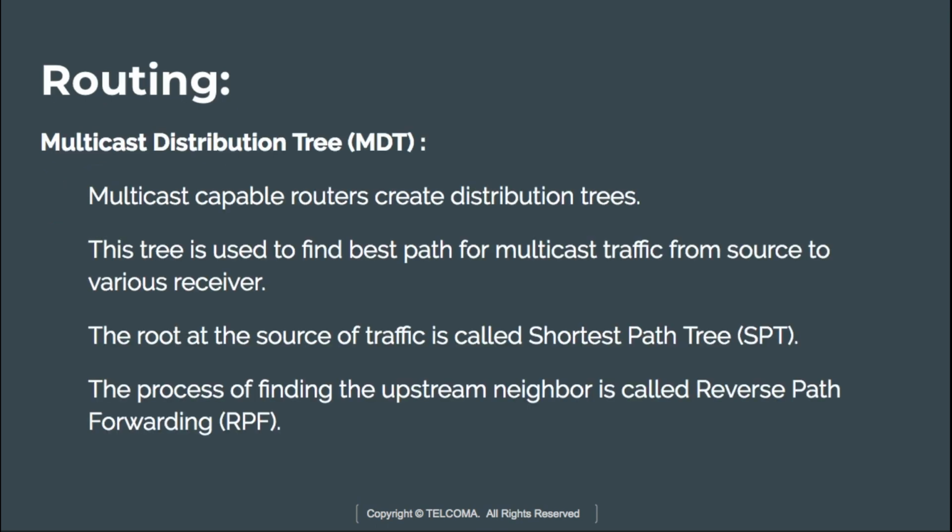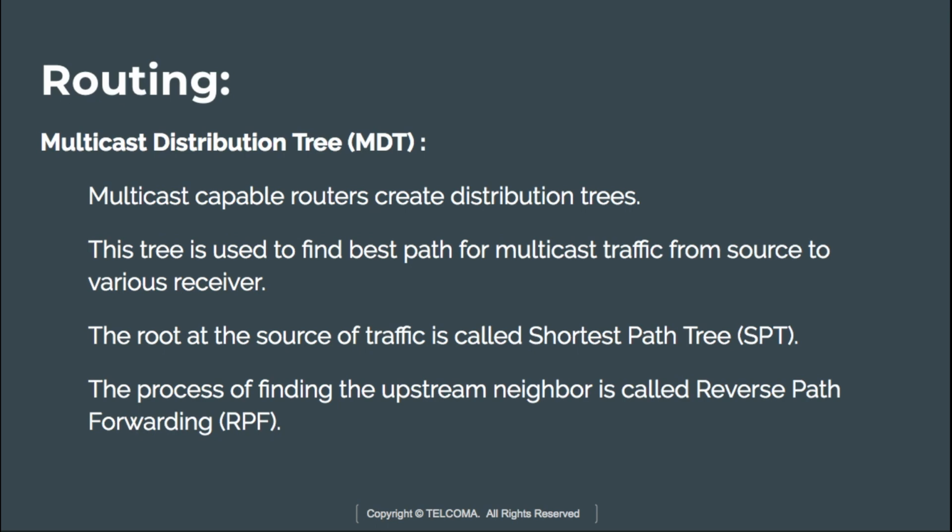The MDT is a multicast distribution tree, and the multicast capable routers make this multicast distribution tree in the network. This tree is used to find the best path for multicast traffic from the source to the various listeners or receivers. The root at the source of the traffic is called the shortest path tree, and the process of finding the upstream neighbor is called reverse path forwarding, that is RPF.